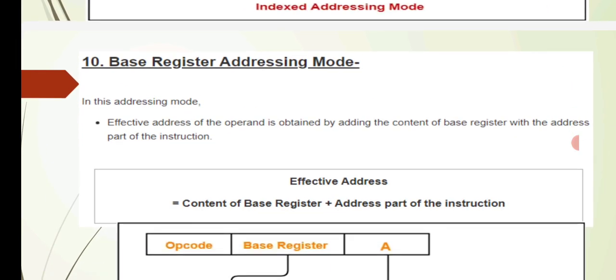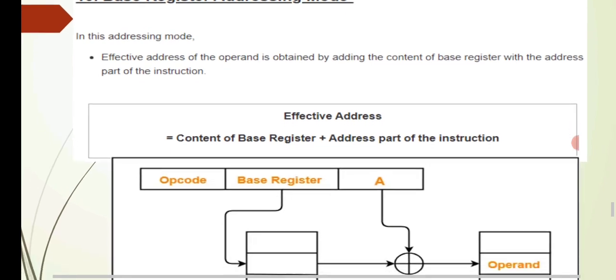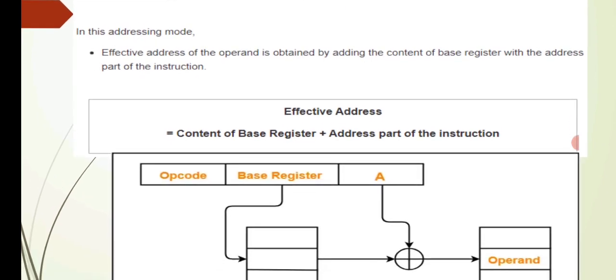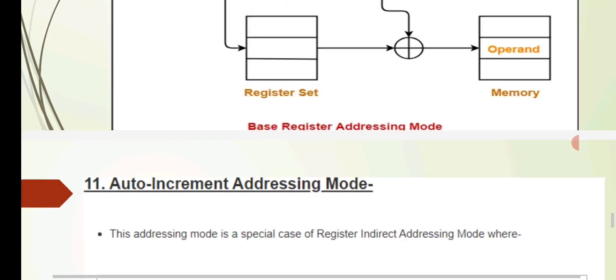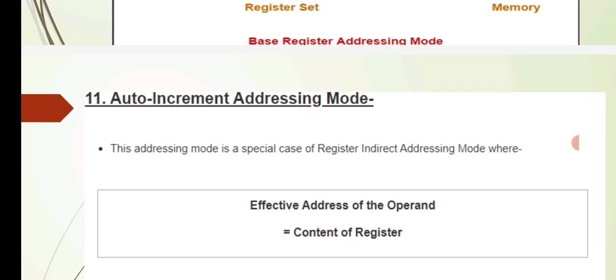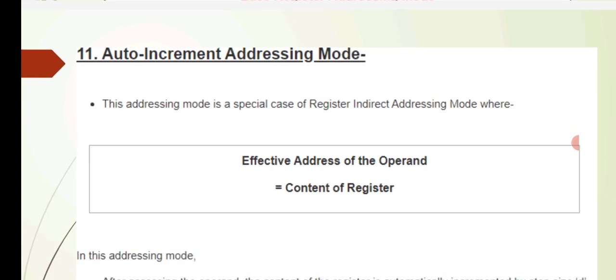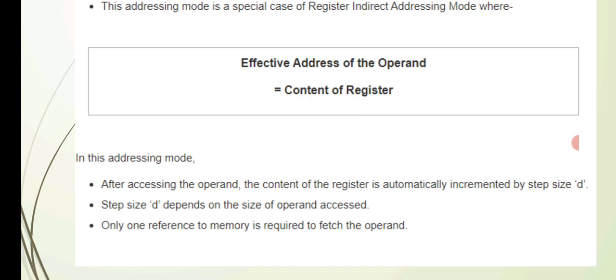Base register addressing mode: the effective address of the operand is obtained by adding the content of the base register with the address part of the instruction. Here the effective address equals the content of the base register plus the address part of the instruction. Auto increment addressing mode: this addressing mode is a special case of register indirect addressing mode where the effective address of the operand equals the content of the register.